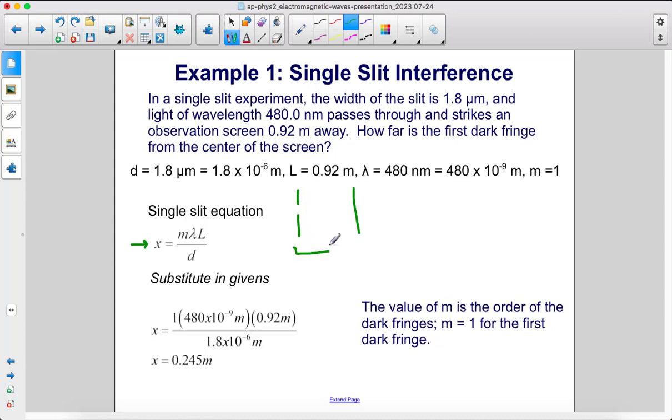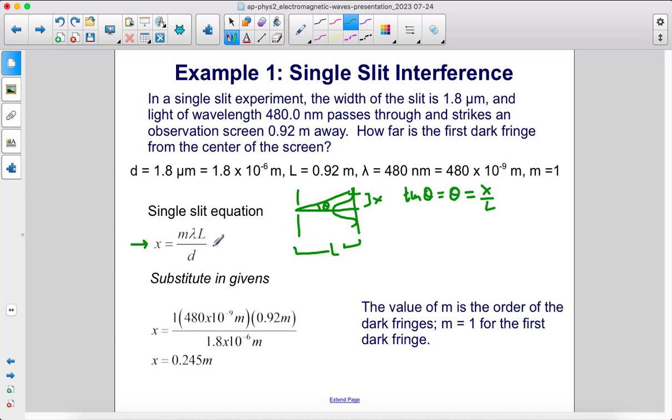This distance here is L. This distance here to the first dark band, so we have a dark band, central maximum, like that. This distance from the center is x. Here is theta, and due to small angle approximation, we can say that tan theta is approximately equal to theta, which is equal to opposite over adjacent, x over L.